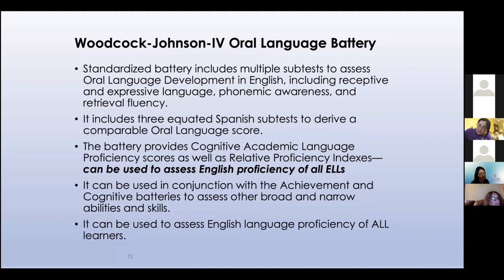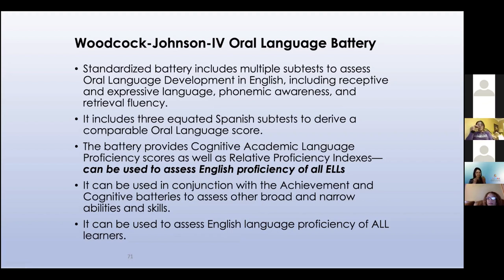Okay, so what do I use? For every assessment, I try to give an oral language proficiency measure, and I personally use the Woodcock-Johnson 4 oral language battery. Some of you may be familiar with it and some may not. Again, it's a matter of preference, but I'm telling you what I use. I like this measure because it gives me the cognitive academic language proficiency, remember CALP, and relative proficiency indexes, and it can be used to assess English proficiency of all ELLs. It has comparable measures between English and Spanish.